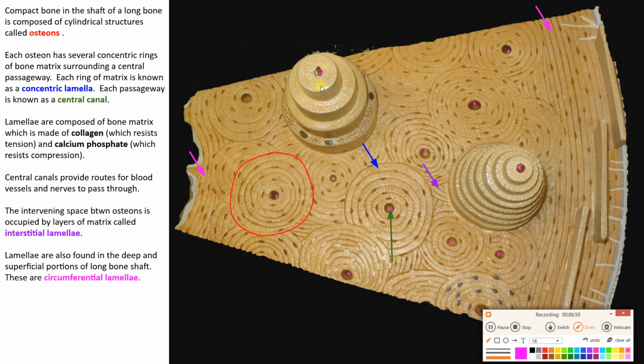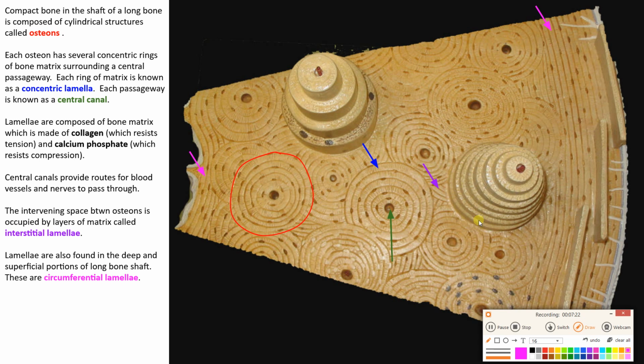Now, the lamellae are made of bone matrix. Bone matrix has a lot of collagen, which resists tension, as well as calcium phosphate. This is the mineral that makes bone hard, and it is going to resist compression. Now, bone is actually a very active tissue. That is why we have these many central canals to provide avenues for blood vessels, as well as nerves to go through.